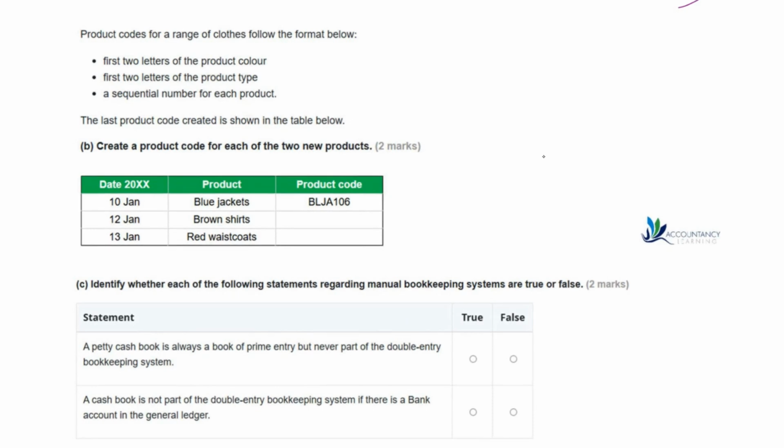Next we're told product codes for a range of clothes follow the format below: the first two letters of the product colour, the first two letters of the product type, and a sequential number for each product. The last product code created is shown in the table below. Part B wants us to create a product code for each of the two new products.